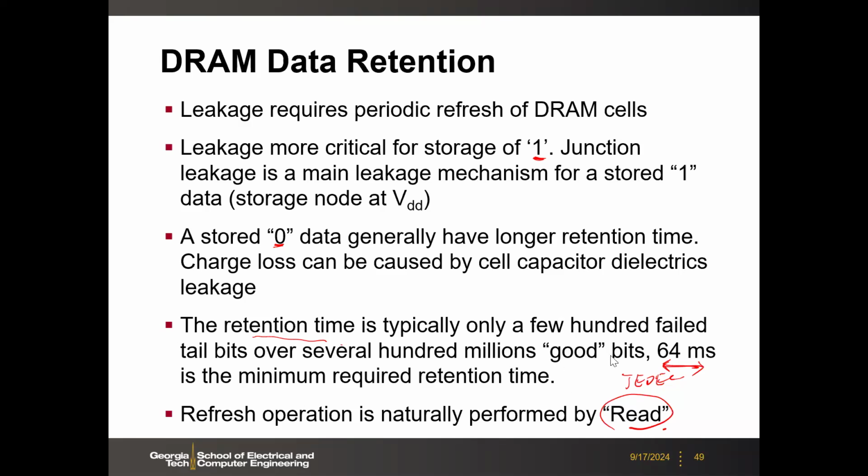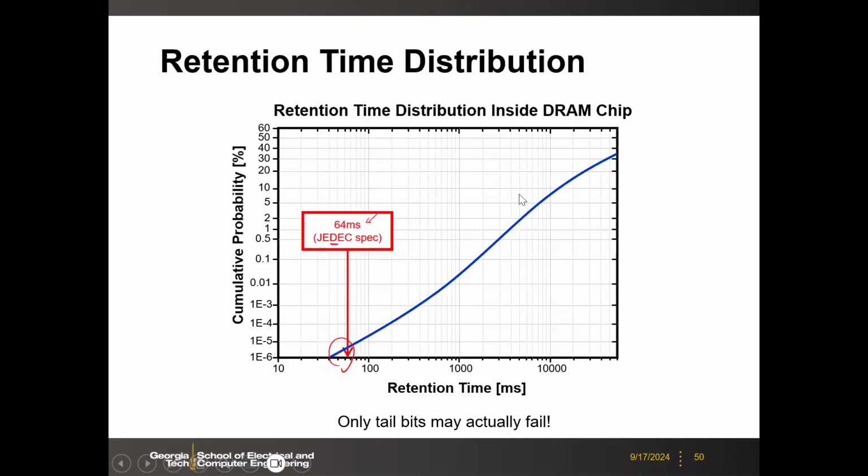And by JEDEC, the standard today is that every 64 milliseconds, you have to refresh the cell. And the refresh is done by read operation, right? Not by write, by read, because you will have this read back operation. So when you read the cell, it will recover the data automatically. Then we have this distribution of the actual data retention time. Actually, only a fraction of the bits fail below this 64 millisecond requirement. But because of these tail bits, we still need to refresh to prevent the worst case. Of course, you may have some ECC, error correction code, but we have to minimize the cost for the ECC.